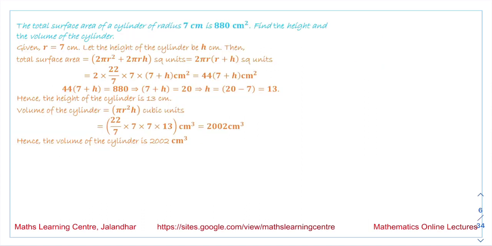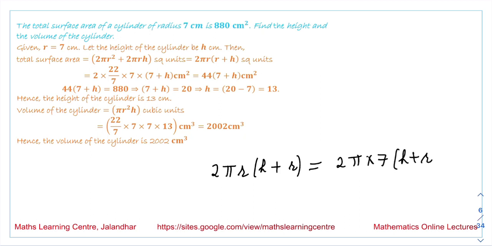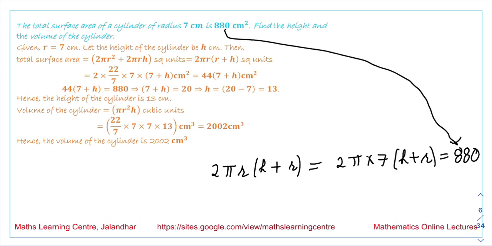Next we have: the total surface area of a cylinder of radius 7 cm is 880 cm square. We have to find the height and the volume of the cylinder. We know that the formula for the total surface area of the cylinder is 2 pi r into h plus r, and this value is equal to 2 pi. The radius is given to be 7. It is h plus r, is equal to 880 centimeter square. This is given to us, that the total area is equal to this.